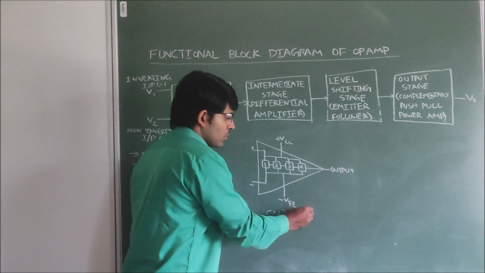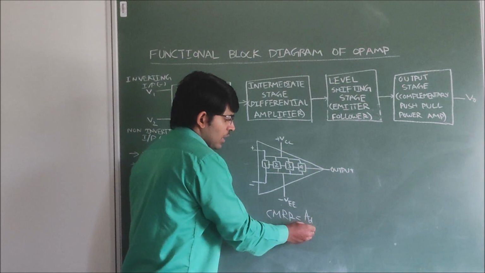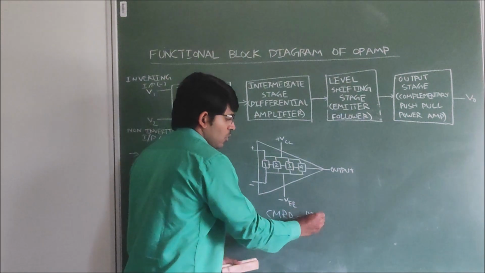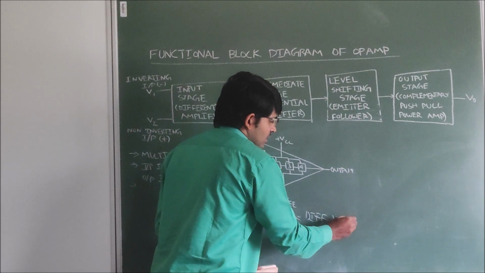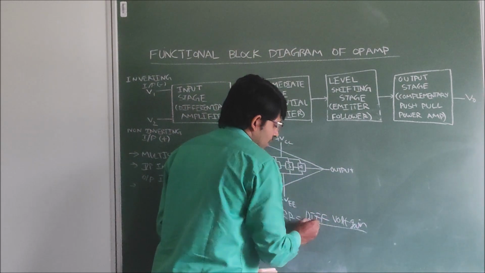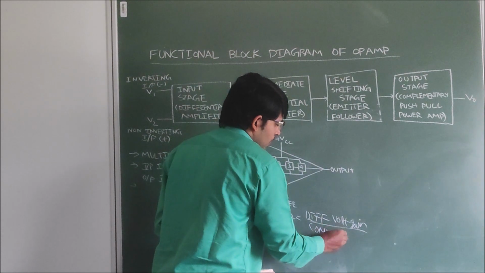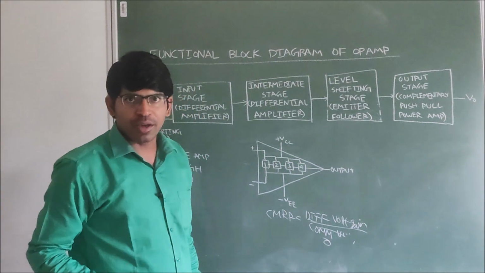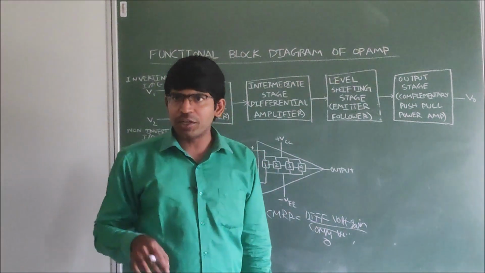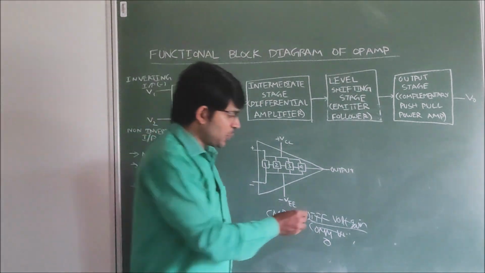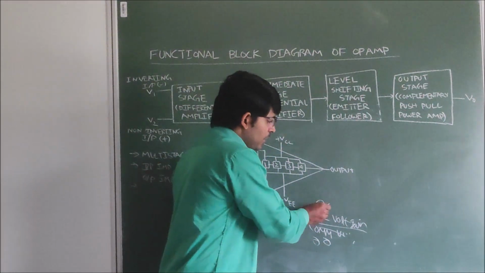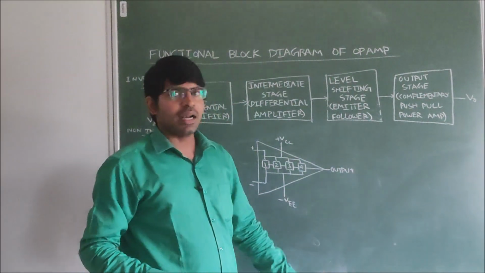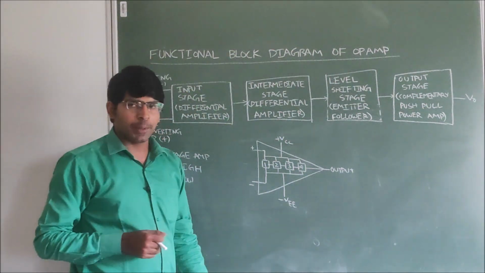CMRR is equal to differential mode voltage gain over common mode voltage gain. We are expecting the common mode gain to be 0, because from a differential amplifier we don't expect it to give the common mode signal. We expect this output should be 0. And when it becomes 0, the CMRR should be infinite. For an ideal op amp, as we discuss in later classes, the CMRR should be high.